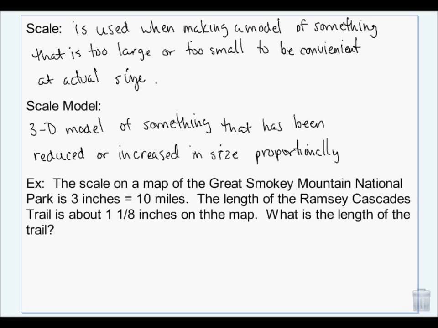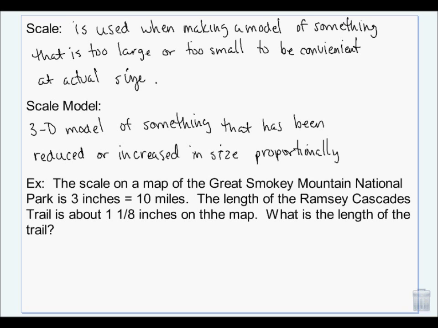So if something is like a mile long, maybe I make it 2 inches. But then that means that mile is equivalent to 2 inches. If you shot it with a shrink ray, it would shrink down, but it wouldn't be all distorted. It would be in the same proportions. Or if something's really tiny, if you shot it with a grow ray, it would grow into its natural proportions. A scale model is an actual 3D model.